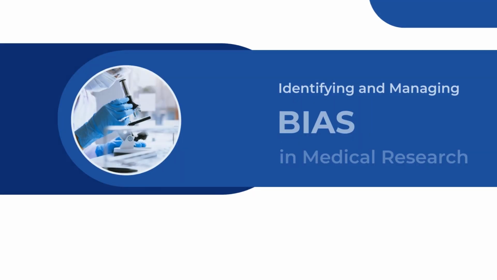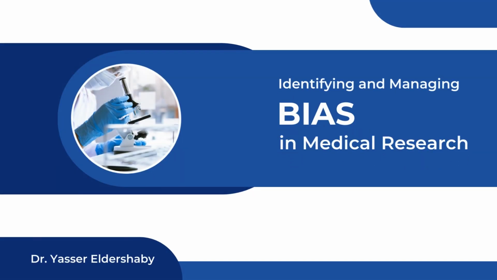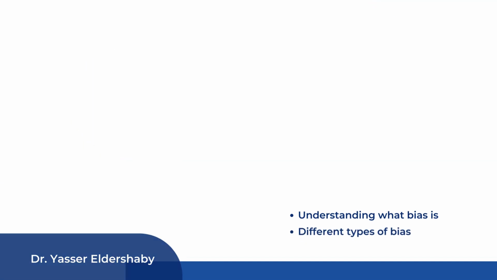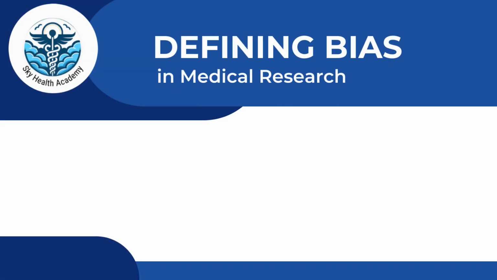Hello everyone. In this tutorial, we will talk about identifying and managing bias in medical research. And this will include mainly two topics. The first is understanding what is bias in research, and the second is about the different types of this bias. We will remain with techniques to identify this bias in critical appraisal, but we can leave this to the next tutorial.